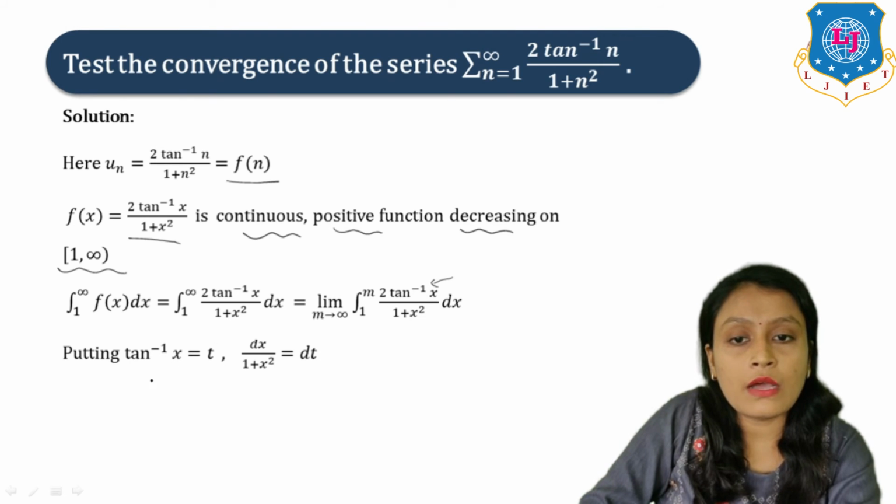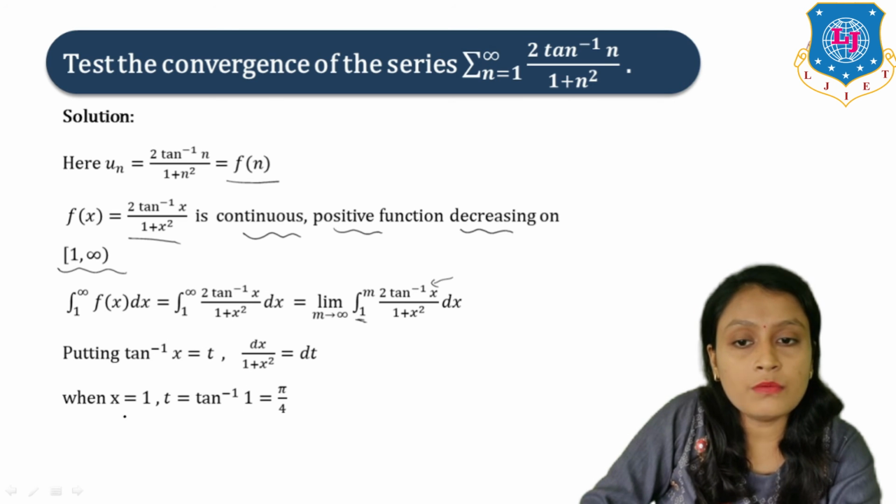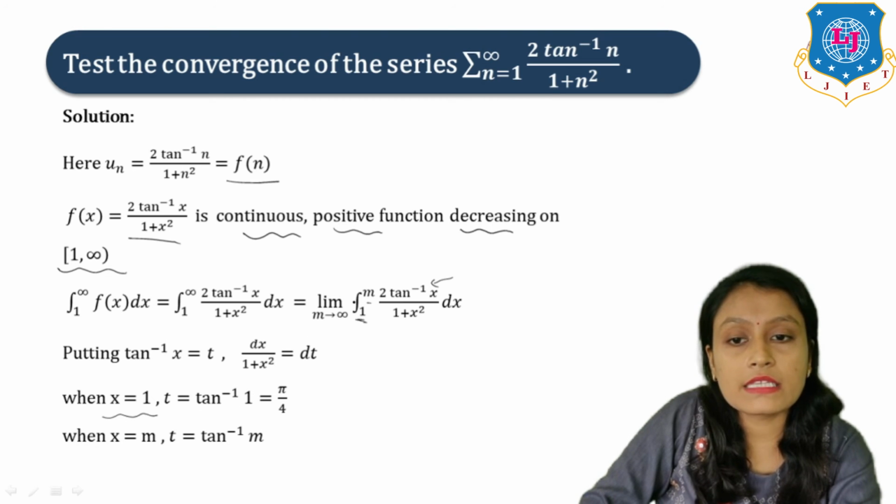Now take the derivative. The derivative of tan inverse x is 1 upon 1 plus x square, so 1 upon 1 plus x square dx is equal to dt. Now we are changing the variable, so we will change the limits also. This is the limit for x, so when x is equal to 1, t will become tan inverse 1, and we know the answer of tan inverse 1 is pi by 4. And when x is m, you will get t as tan inverse m.